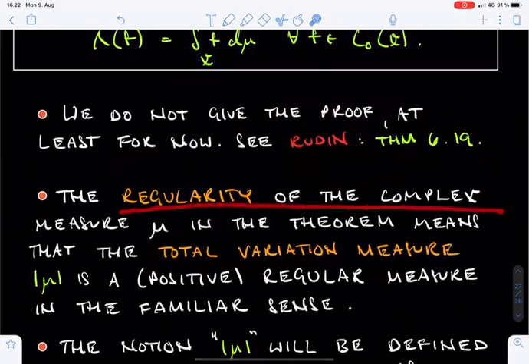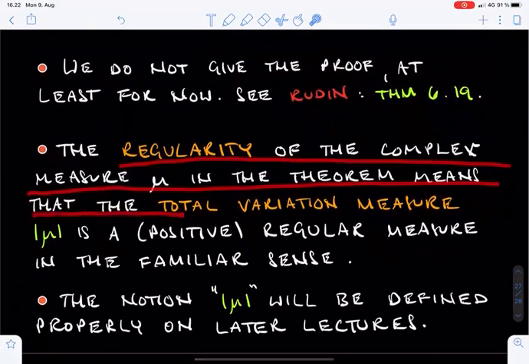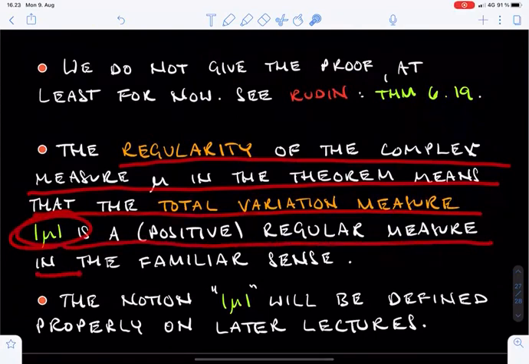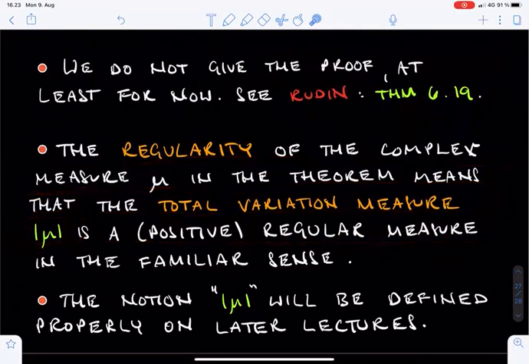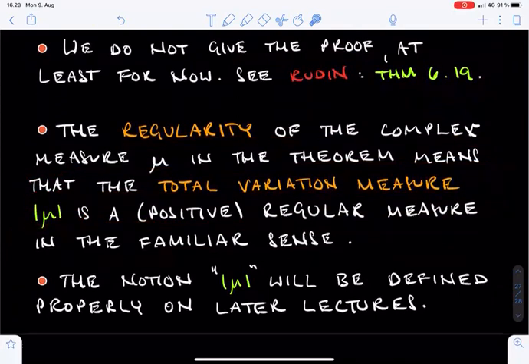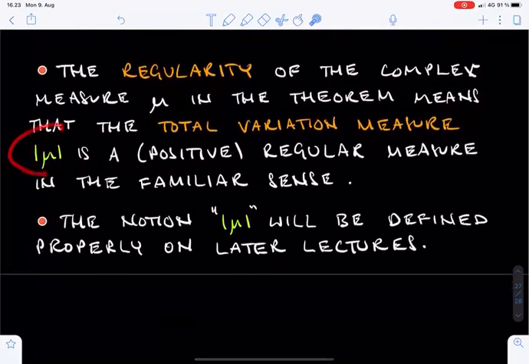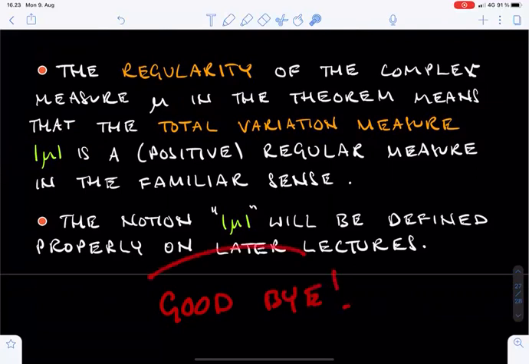Actually, the meaning of regularity is easy enough to mention right away. A complex Borel measure mu is called regular if the so-called total variation measure, denoted by absolute value of mu, is regular in the familiar sense we have discussed before. But the definition of this total variation measure will have to wait until later lectures. This completes the lecture series on the Riesz representation theorem. Goodbye for now.